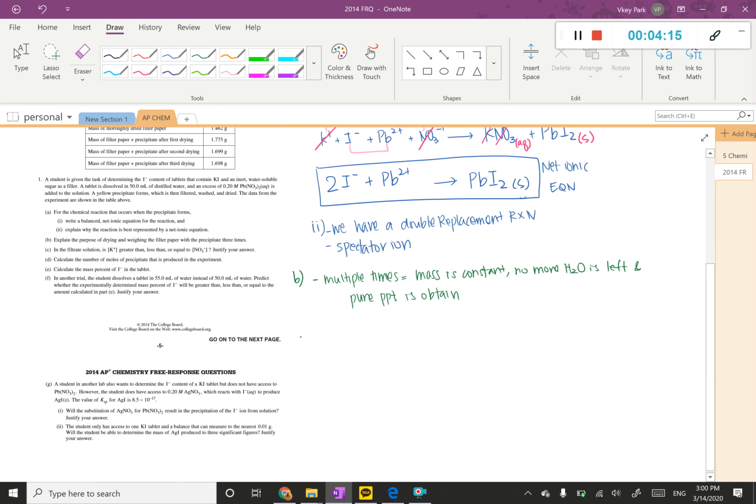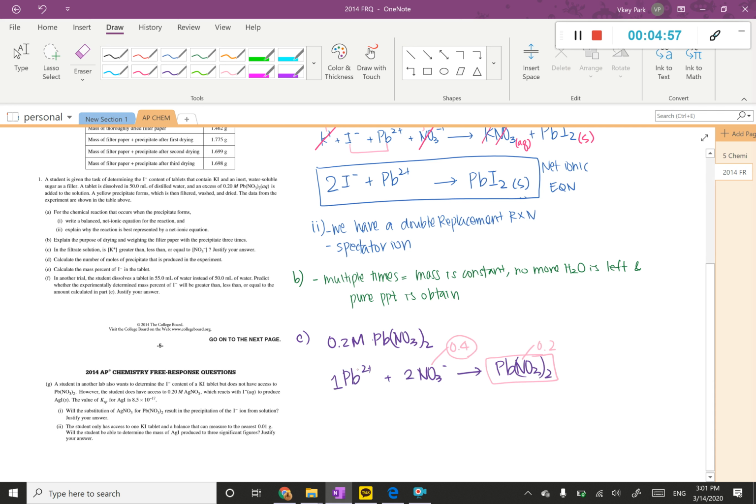All right, let's continue with the next one. C. In the filtrate solution, is K+ greater than, less than, or equal to NO3-? Basically, I'm going to look at my molarity, right? So I have 0.2 molarity of Pb(NO3)2. It just so happens that I have 1 Pb and 2 NO3 minuses to create Pb(NO3)2, right? And if I have 0.2 of the whole thing, that means I'm going to have what?